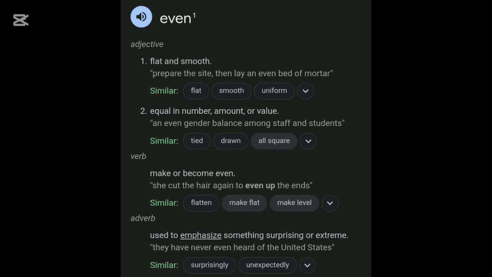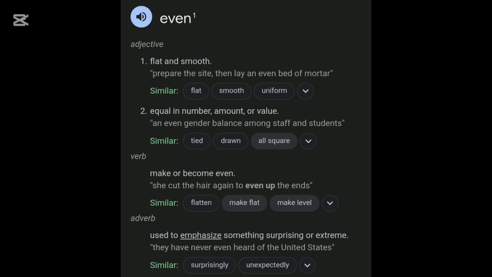Number 2. Equal in number, amount or value. For an example, an even gender balance among staff and students. Verb. Definition of verb is a word or group of words that express an action such as eat, an event such as happen, or a state such as exist. Verb. Make or become even. For an example, she cut the hair again to even up the ends.